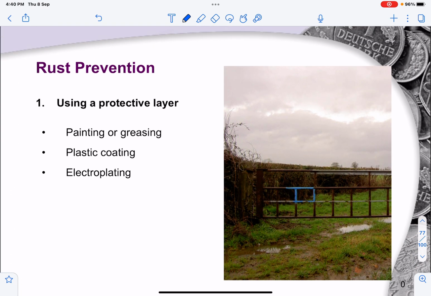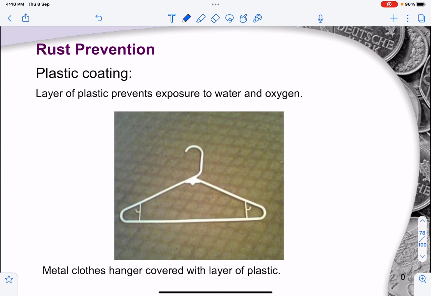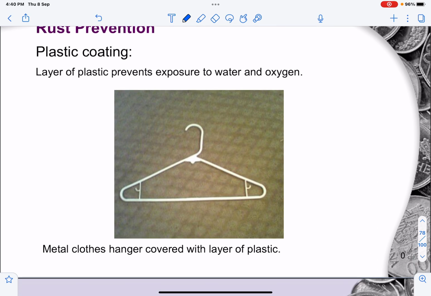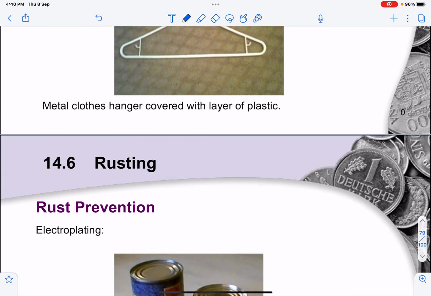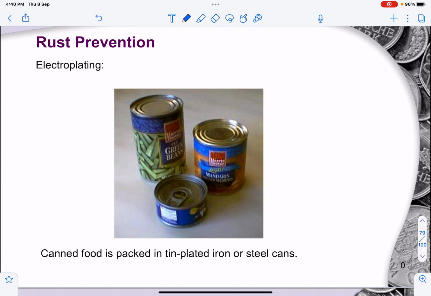So like what I say, for protective layer, there is the painting, greasing, electroplating, okay, plastic coating to prevent any exposure to water and oxygen. Electroplating is where we pass electricity to cause the other materials to move to the other side. So for example, you have your gold to do gold coating and whatnot. So these are some examples.